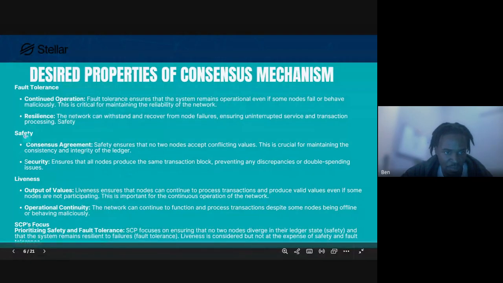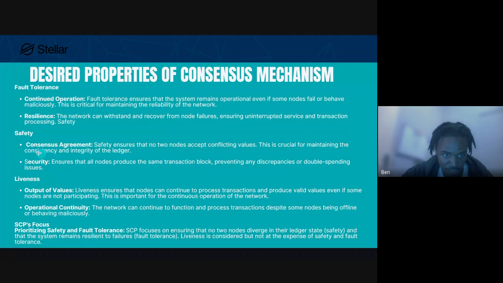So another aspect is safety. Consensus agreement. Safety ensures that no two nodes accept conflicting values. This is crucial for maintaining consistency and integrity of the ledger. And security. This ensures that all nodes produce the same transaction blocks, preventing any discrepancies or double spending issues, because you don't want the system to have conflicting values. You want it to be the same, consistent everywhere.